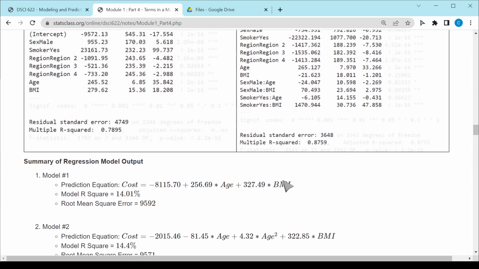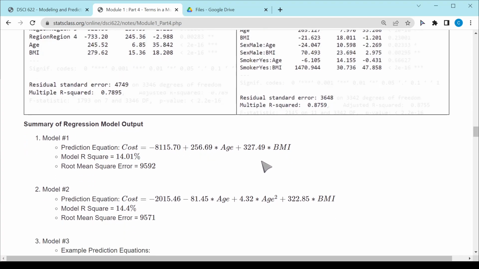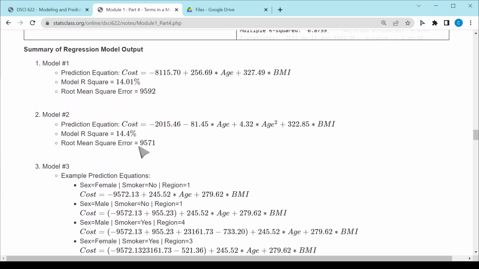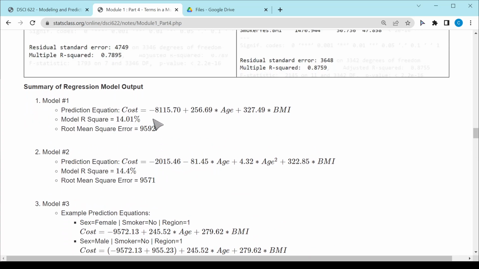Now I actually did this for all the models. I wrote out the prediction equations for each, included the model R-squared and also the root mean square error. Those first 2 models did real poorly, only 14%. My root mean square error is about 9,500, 9,600. Model number 2 had that effect for the curvature, but it really didn't improve my ability to make accurate predictions. I only went from a 14.01 up to about 14.4% in my R-squared.